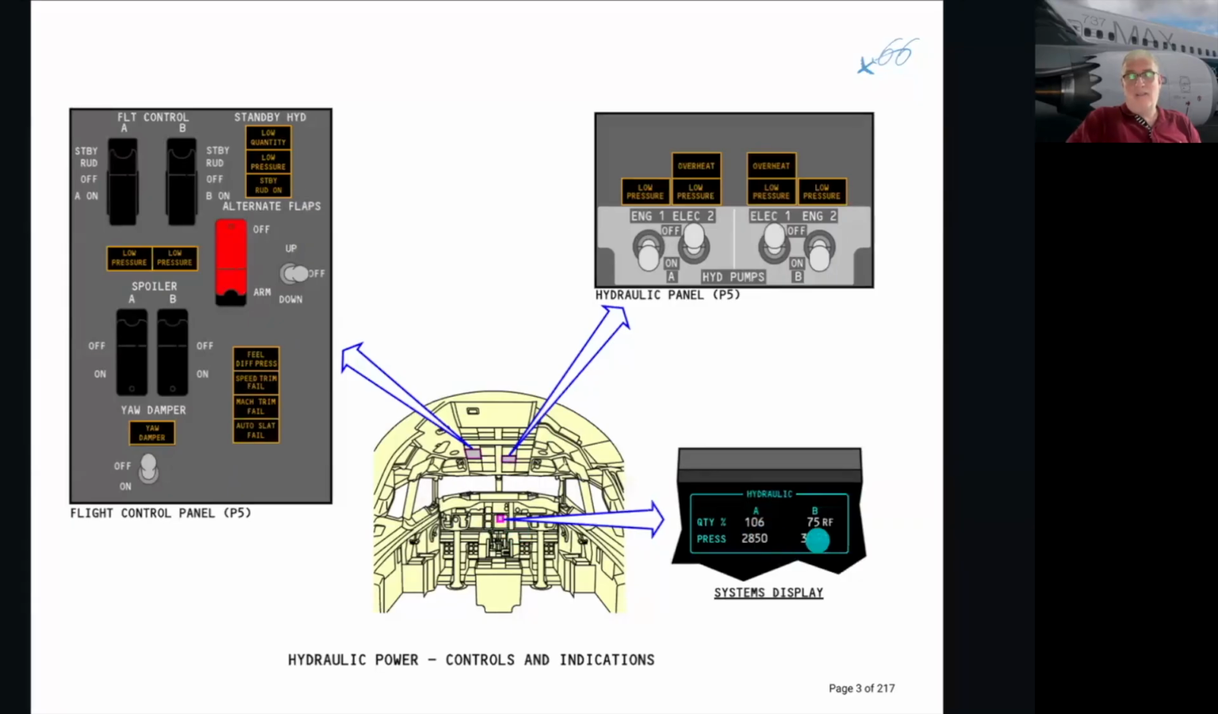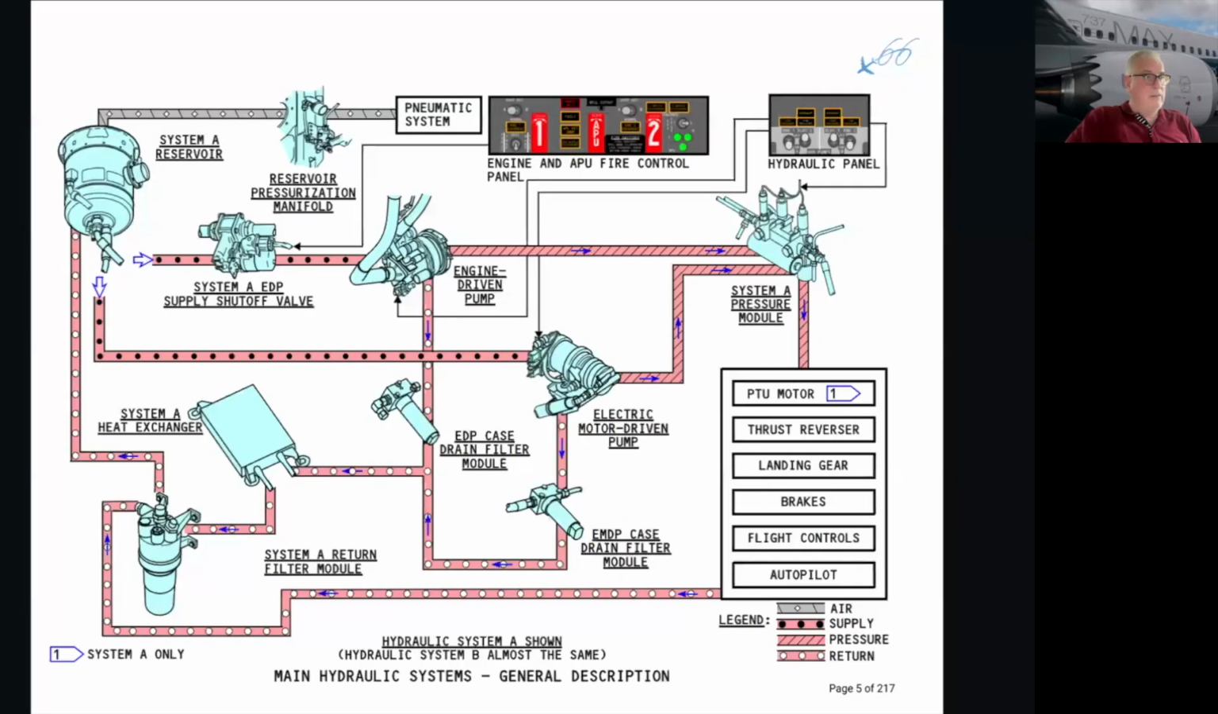The hydraulic quantities and pressures are indicated on the system display here in the cockpit. 76% is the threshold where refill is required. Therefore, because it's at 75%, it now shows refill. RF is for refill, so servicing of the B system has to be performed. System A, and you can see in the presentation it says that hydraulic system B is almost the same. We'll talk about system B as well.